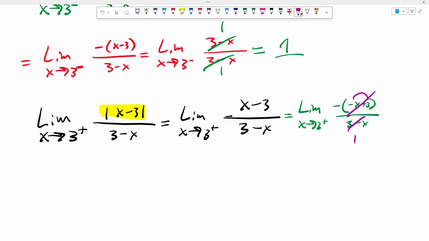So the limit from the left exists, it's equal to 1. The limit from the right exists, it's equal to negative 1. So what is the limit as x approaches 3? This does not exist.